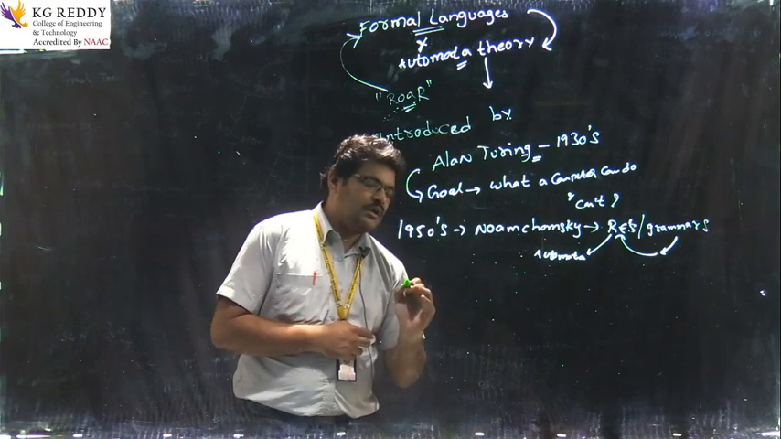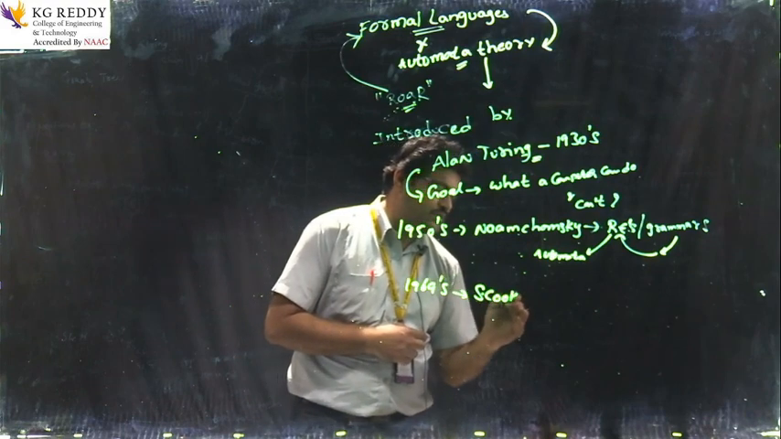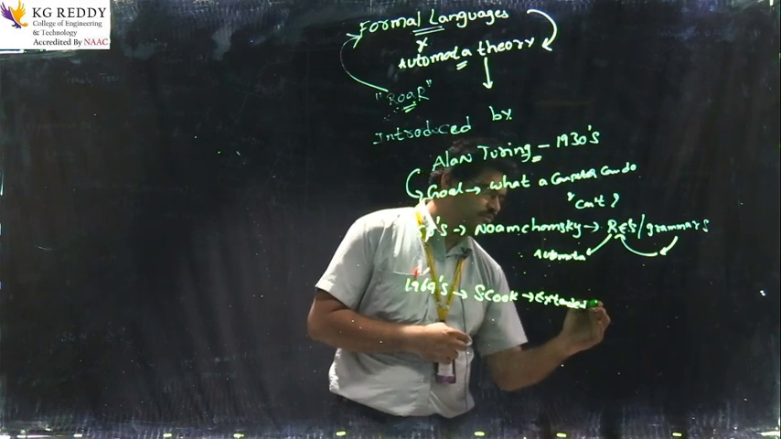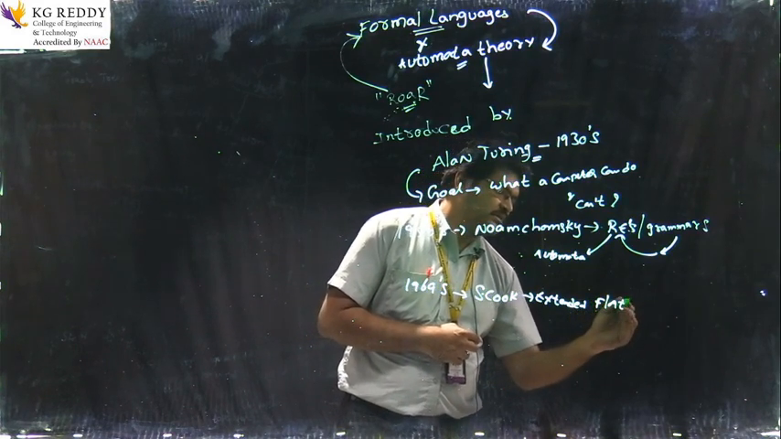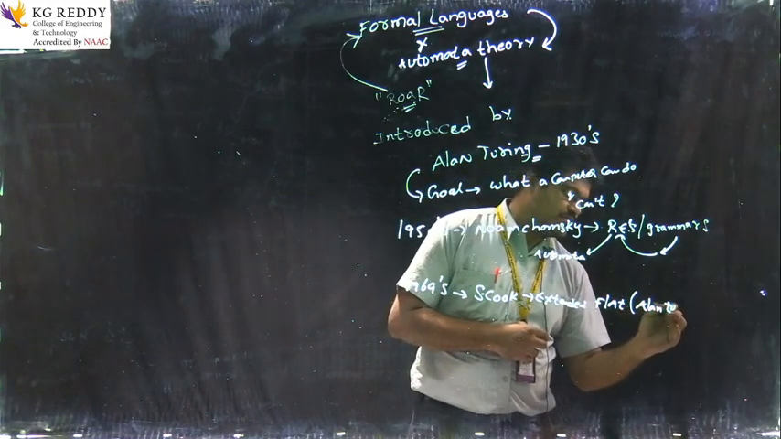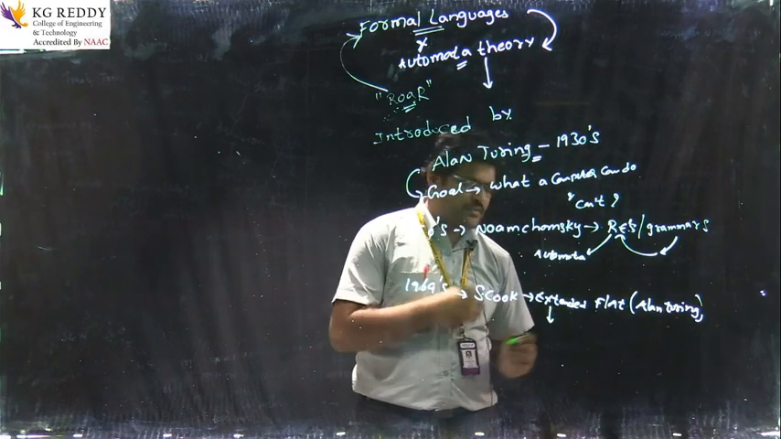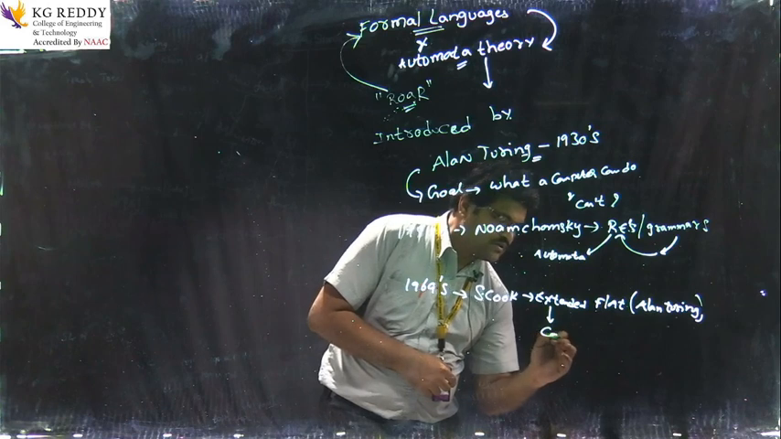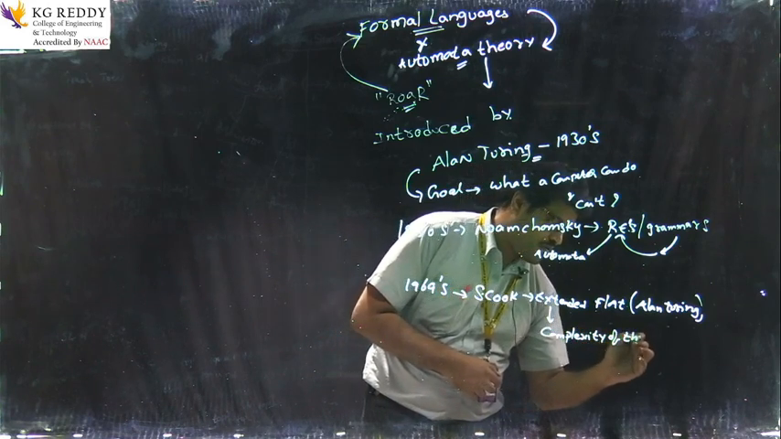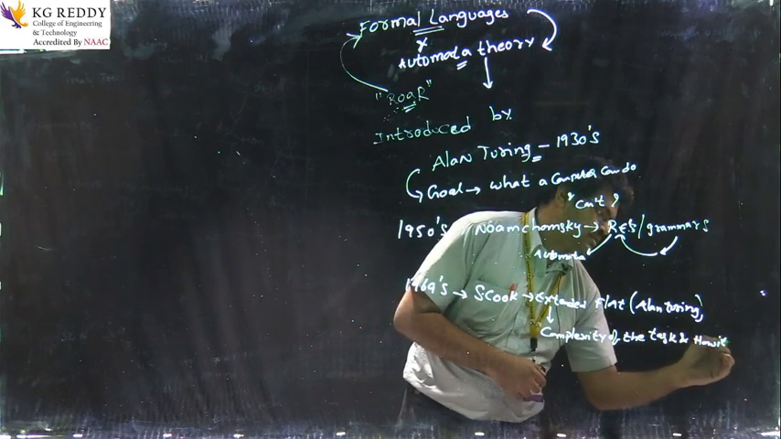And in 1969, S. Cook extended the concept of FLAT, nothing but he extended Alan Turing's FLAT concepts. Here he wants to specify what is the complexity of the task and how it can be performed.